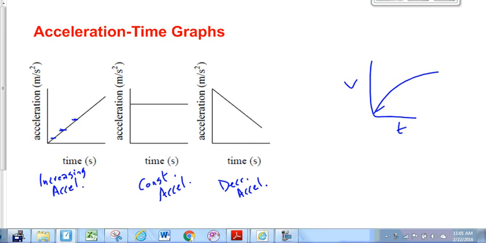But be prepared on your unit test to see any of the 5 shapes that I gave you for position time graphs, velocity time graphs, or any of the 3 shapes that I gave you for acceleration time graphs. Be able to distinguish between them all. Between the, 13, I guess, different shapes of graphs.